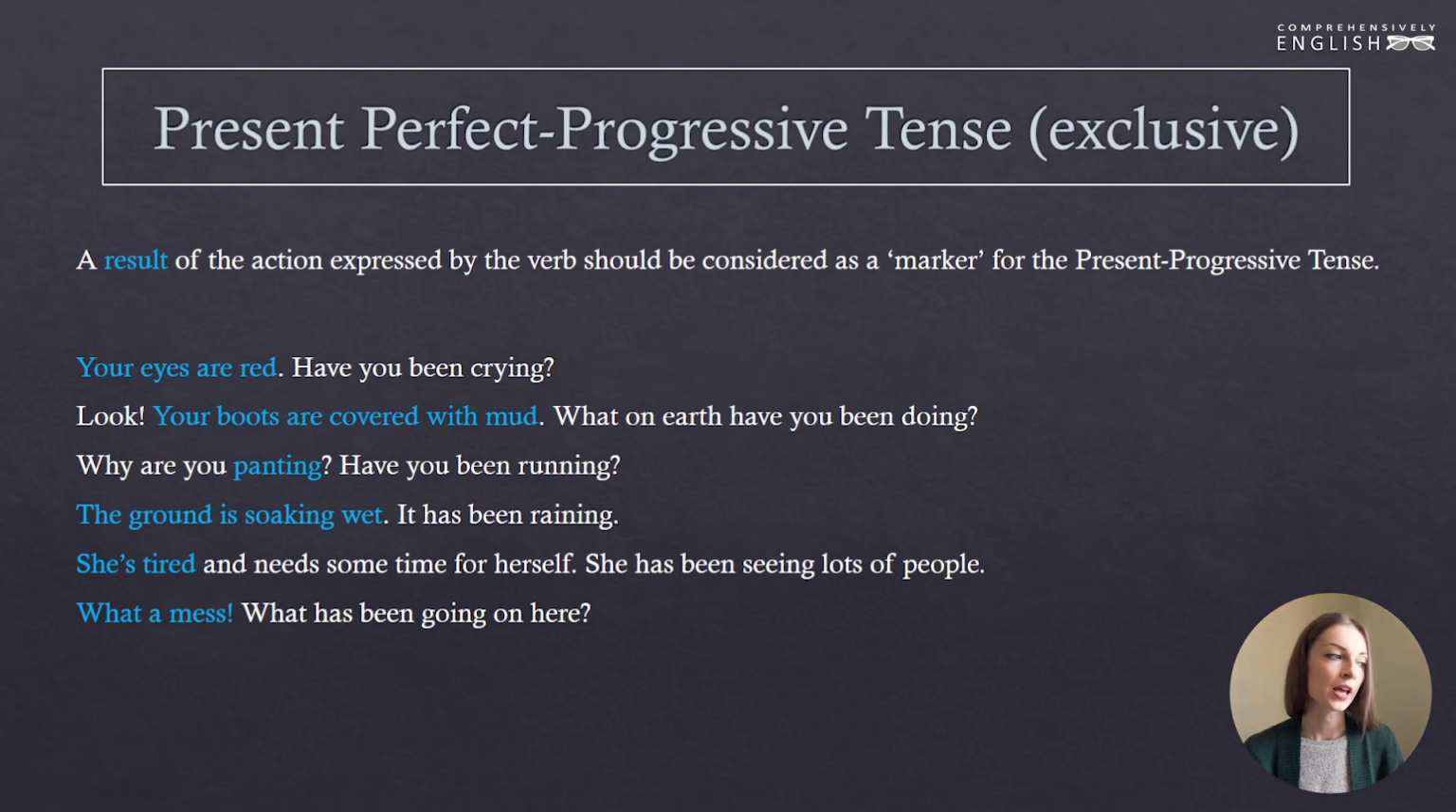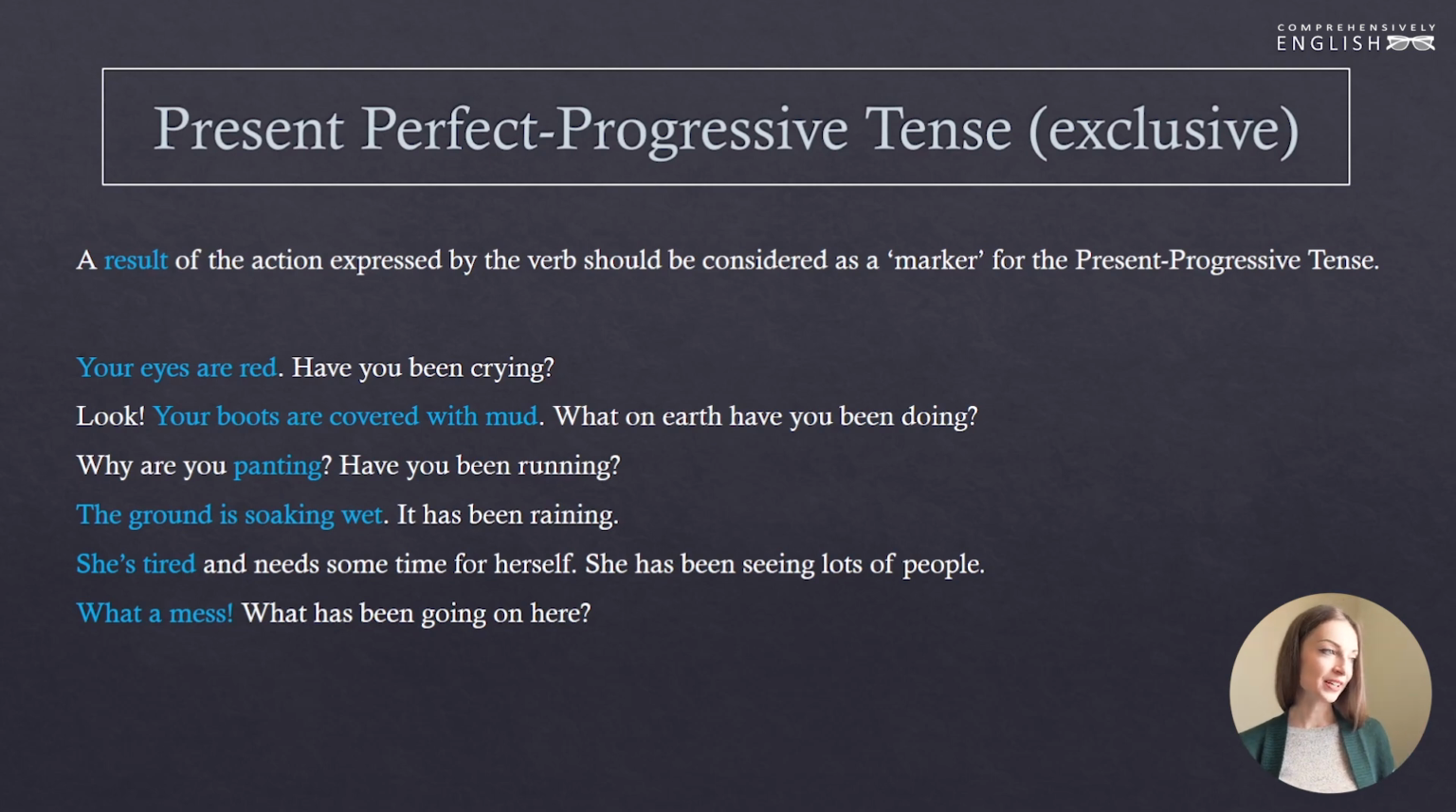She is tired and needs some time for herself. She has been seeing lots of people and she is tired. Why? Not just because she talked to one friend, but because she has been seeing a lot of people for a while. She has had a lot of conversations and now she is tired because of all those things that were going on. What a mess! What has been going on here? Again, to create a mess, you need some time. Yeah, you need to do a lot of things. So what has been going on here is the best choice here, right?